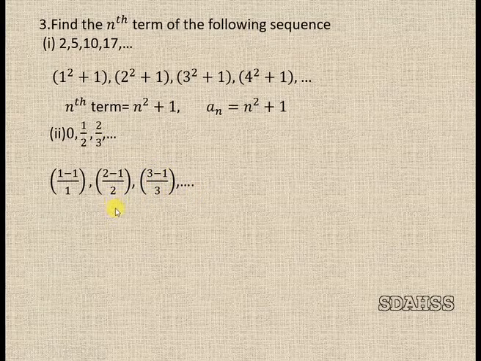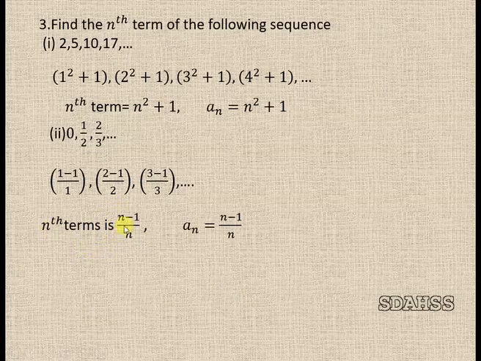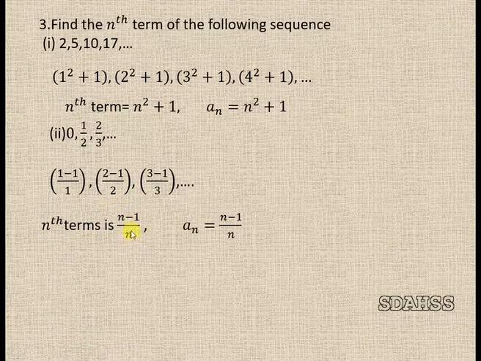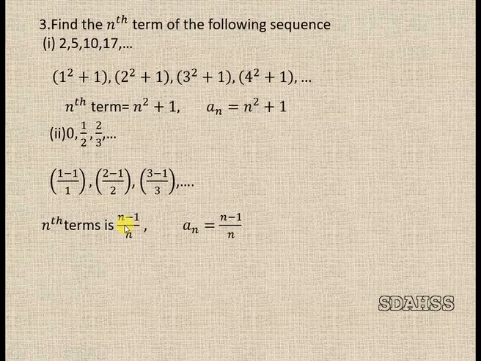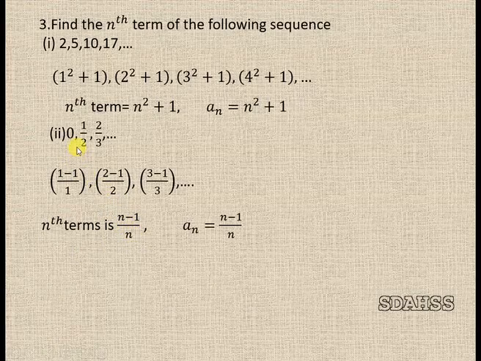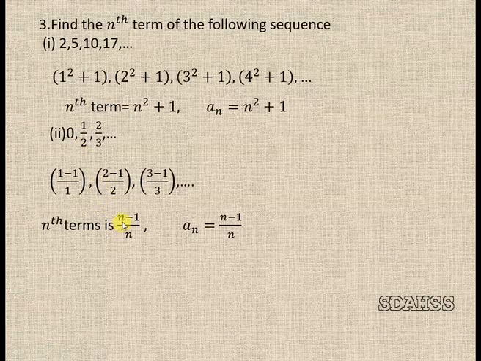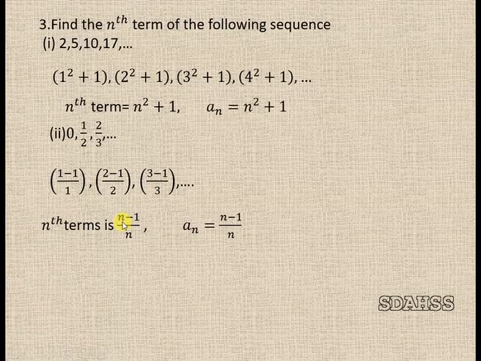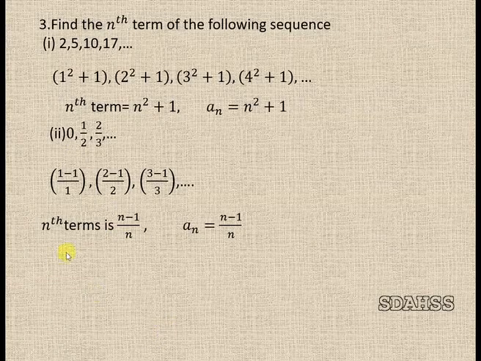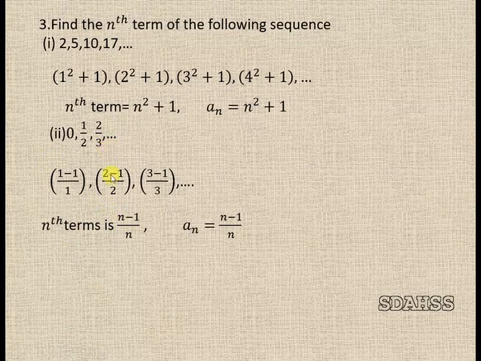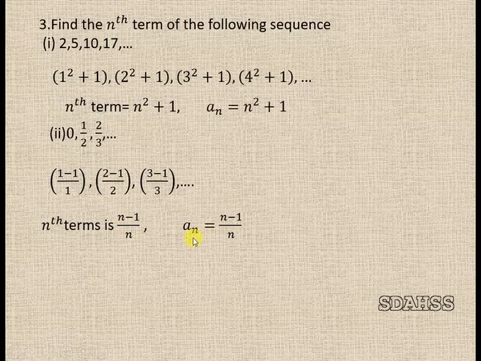In general, we can write n minus 1 by n. If you substitute n is equal to 1, you will get 0 by 1. If you substitute n is equal to 2, you will get 1 by 2. If you substitute n is equal to 3, then you will get 2 by 3. So the nth term is n minus 1 by n.